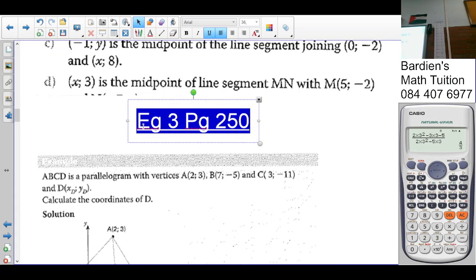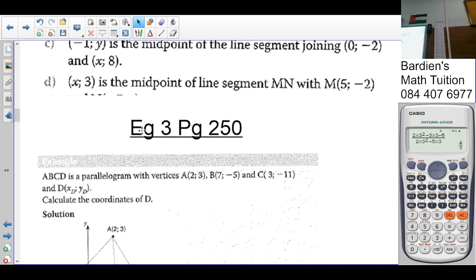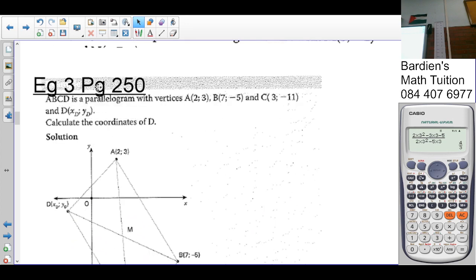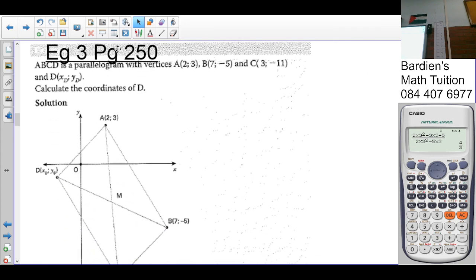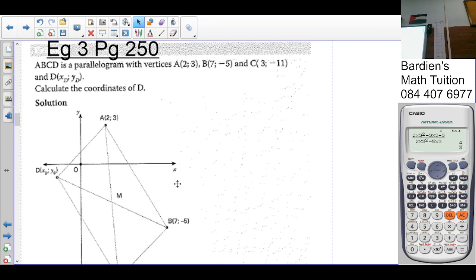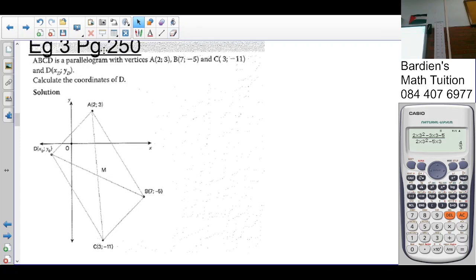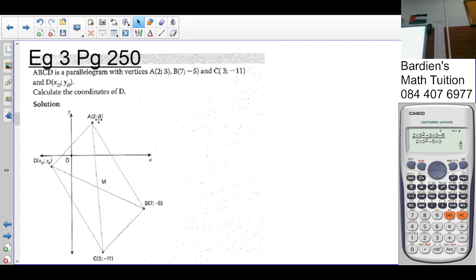Okay, so we're looking at example 3 on page 250. We are told ABCD is a parallelogram with vertices A, which is 2 and 3, B, which is 5 and negative 7, C, which is 3 and negative 11, and D, which is xD and yD. The question says calculate the coordinates of D.